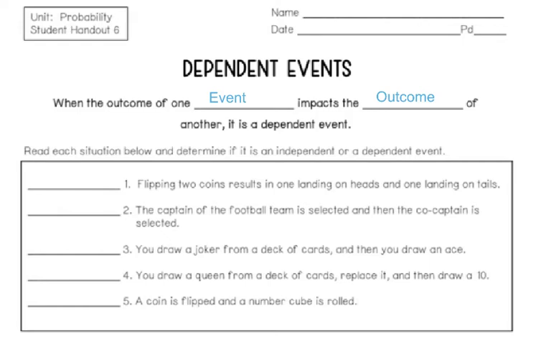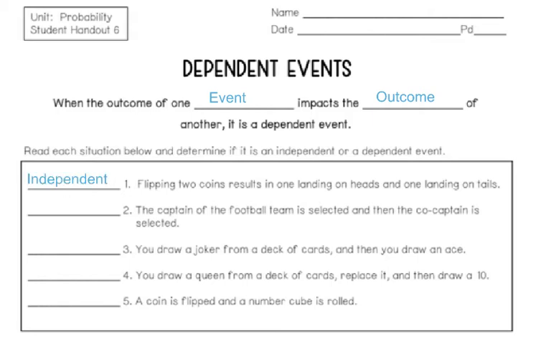So looking at this first example, it says, flipping 2 coins results in one landing on heads and one landing on tails. In this problem, since we have 2 different events happening and they don't affect each other's outcome, since they are 2 separate coins, these are independent events.